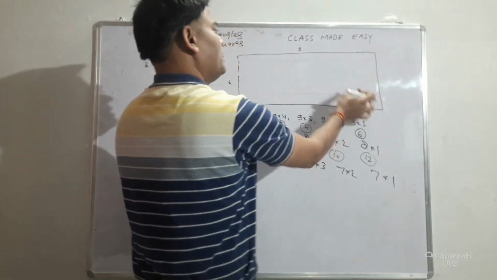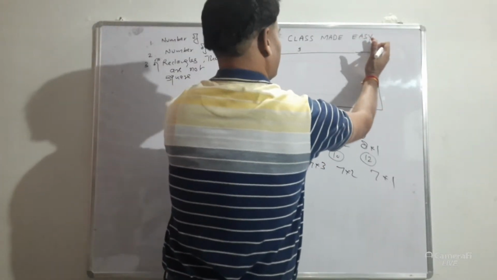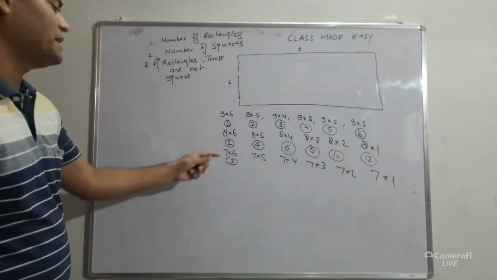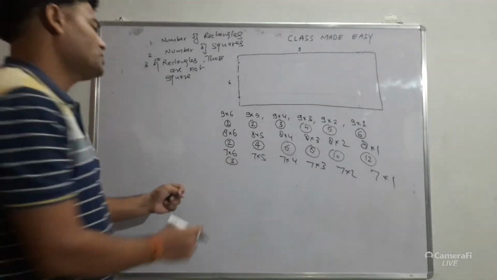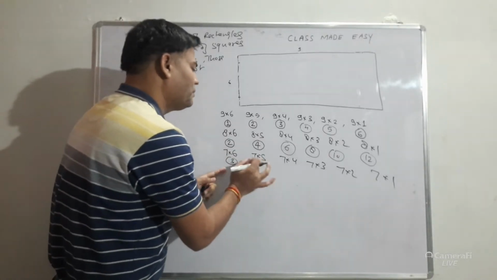Okay, so 2 unit here. If you take 2 unit there, also 7 by 6. And 1 unit there, also you will get 7 by 6. So this is 3. This is 3. Now see, this is 3. Now 7 by 5.